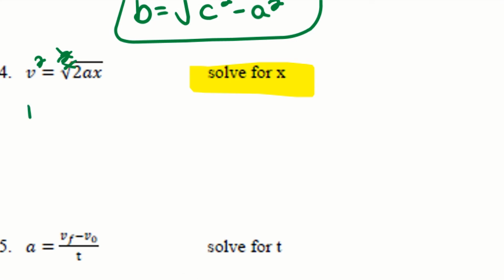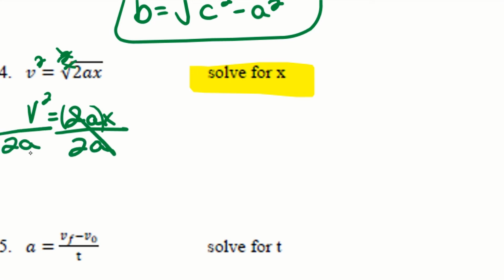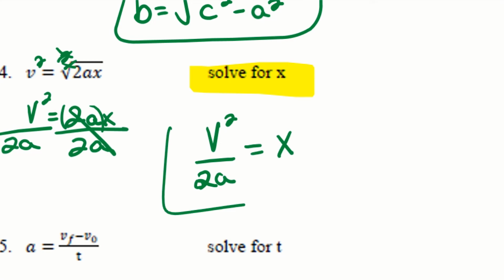So that leaves me with v squared equals 2ax. Now, get rid of the 2a. You could do it one by one, or you can just do it as a group because they're being multiplied. So I'm going to divide it on both sides. That leaves me with v squared over 2a equals x, and that would be my value.